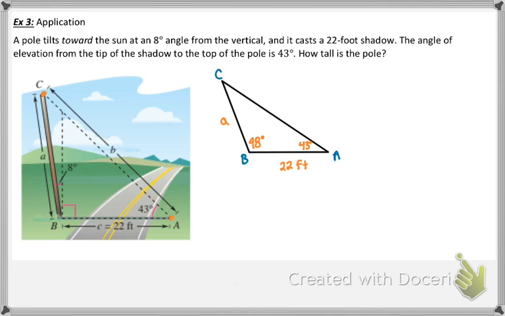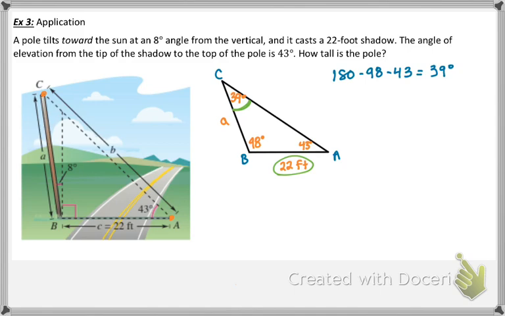So if I'm looking for little a, again, I can't use SOHCAHTOA, so I need law of sines, and in order to use law of sines, I need a match set. In this case, I don't see a match set right away, but we can find the measure of angle C because I know the measure of angle A and B. So 180 minus 98 minus 43, that's going to give me 39 degrees. That is the measure of angle C, 39 degrees, and now we have our match set that we need to use law of sines. 39 degrees, and the length of its opposite side, 22 feet.